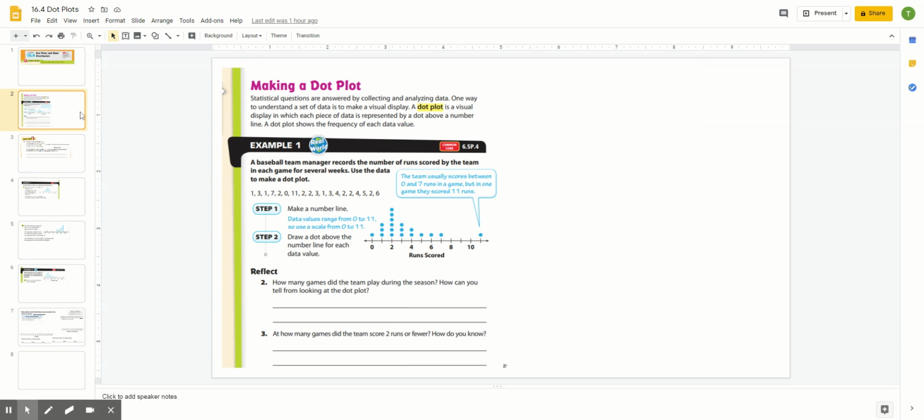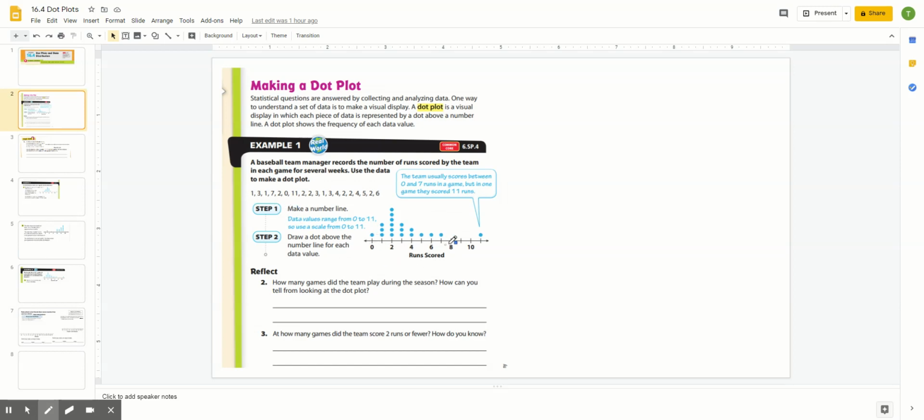All right, so this is kind of what we look at here. Let's just take a look at this example. A baseball team manager records the number of runs scored by the team each game for several weeks. We actually used this for one of our activities when we were trying to figure out what the median was. And now we're just going to create them. So it's like the same idea.